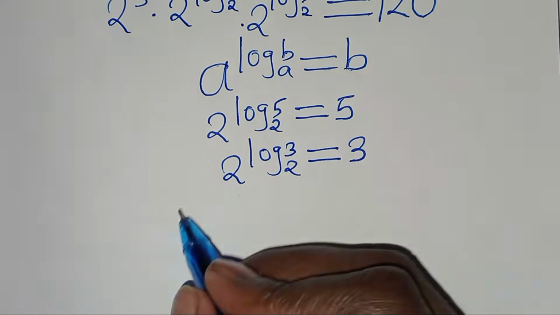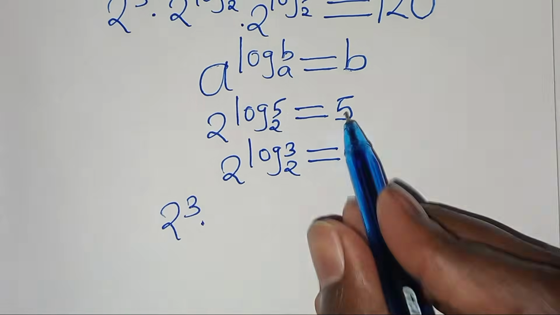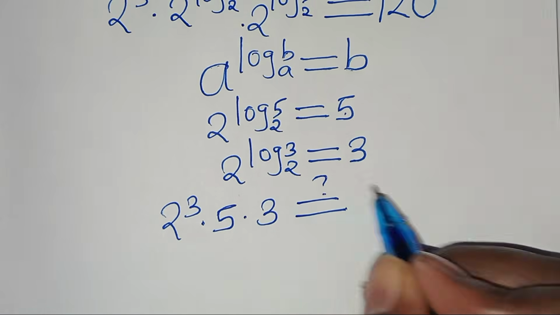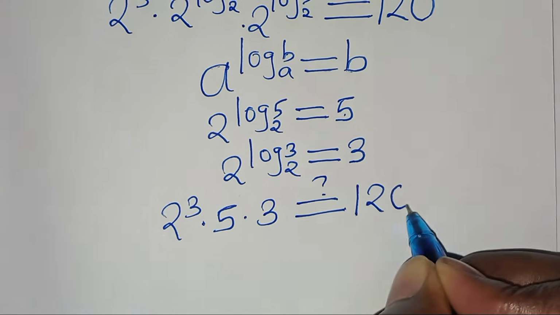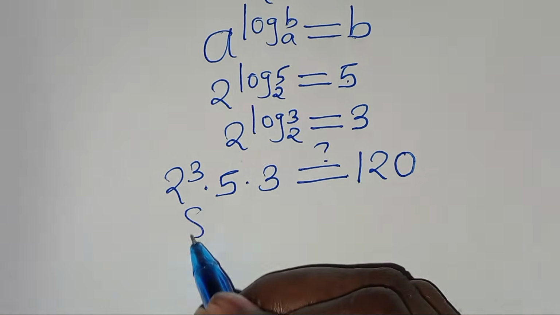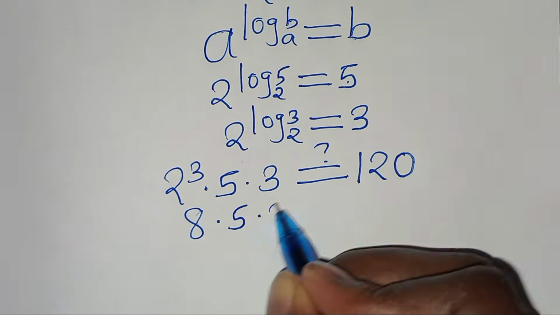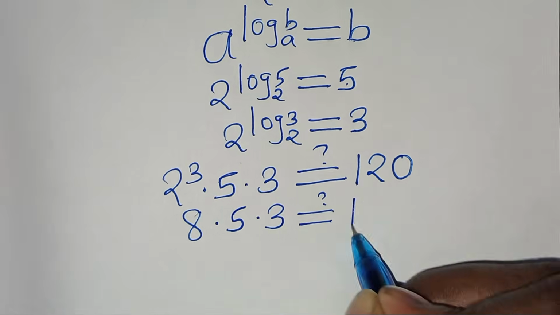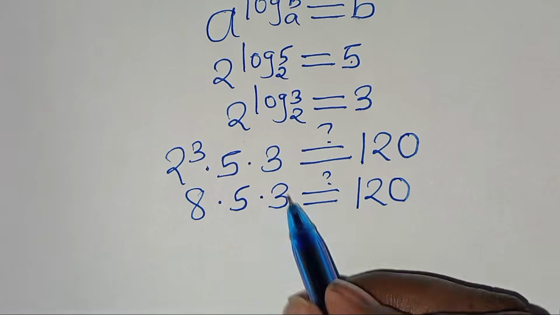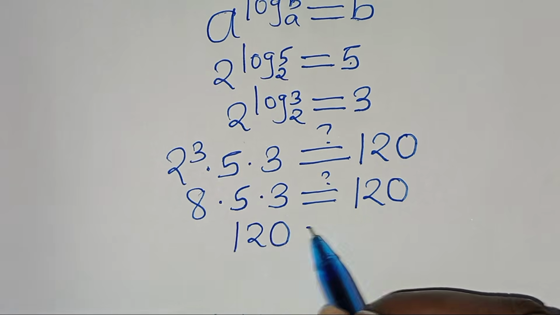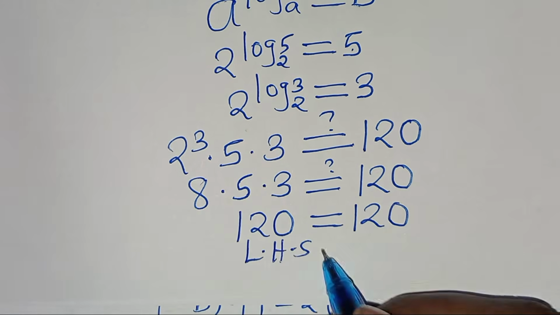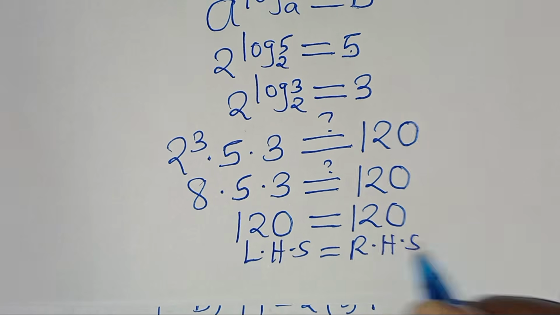So we have that 2 to the power of 3 multiplied by 5 multiplied by 3 is supposed to give us a value of 120. 2 to the power of 3 is 8, multiplied by 5 multiplied by 3. So 8 times 5 is 40, times 3 is equal to 120. And this implies that the left hand side is equal to the right hand side.